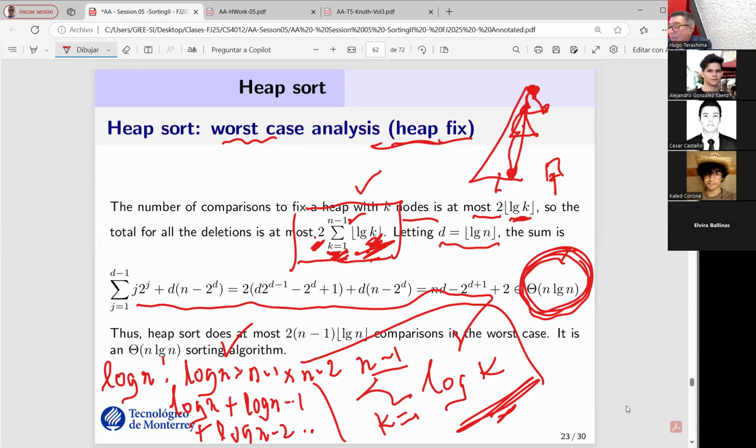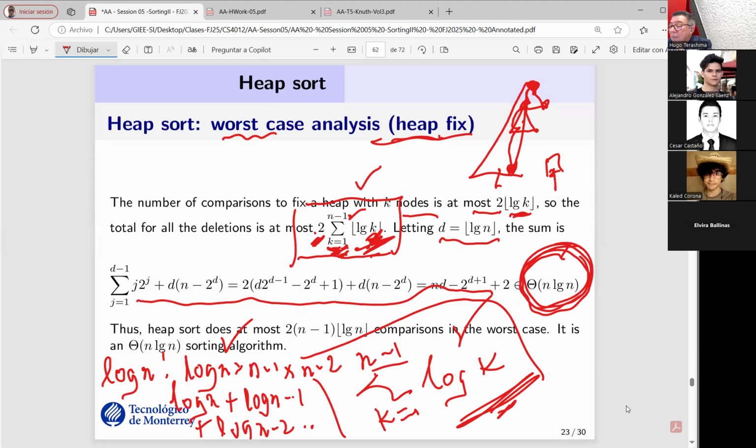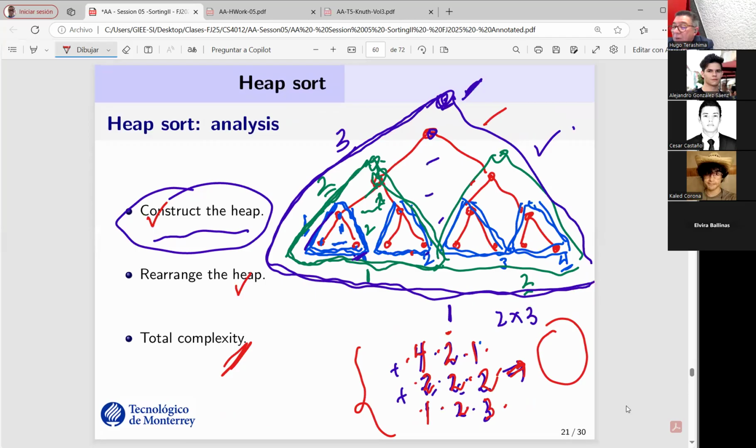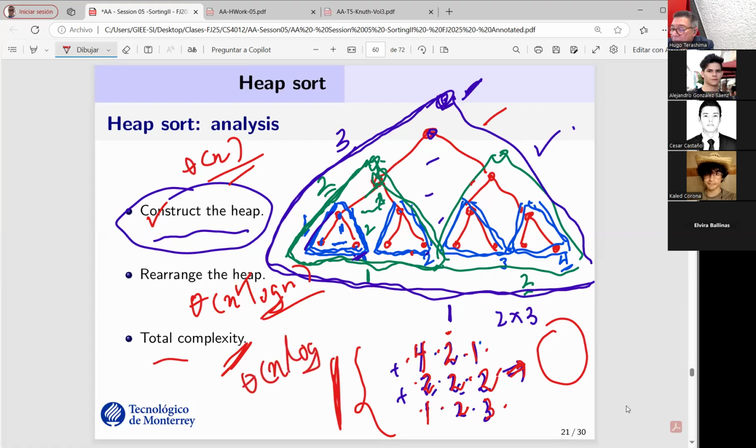So I have two things, right? Constructing the heap, what is the cost? Linear. Rearranging the heap, which is the heap fix, is log n. Total complexity is the largest of these two, which is n log n. Is this algorithm optimal? Yes, it is. Okay, so that's the analysis for this algorithm.